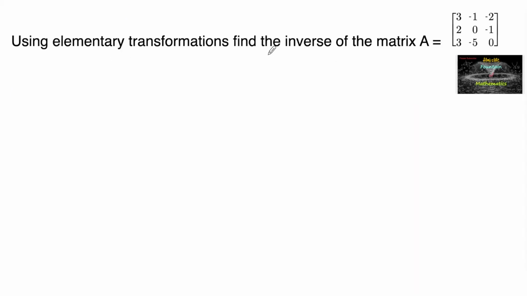Using elementary transformation, find the inverse of the matrix A is equal to [3, -1, -2; 2, 0, -1; 3, -5, 0]. Let's solve this problem by using column transformation.